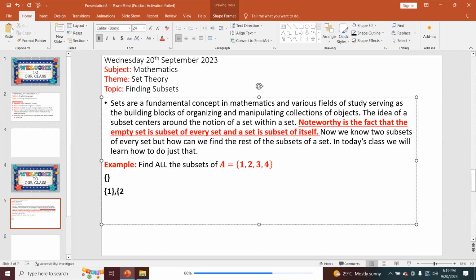2 is a subset. What else? 3 is a subset. 4. 4 is a subset. Why? Because this set contains elements that are inside the set. So it's a subset. Okay, now we know that.